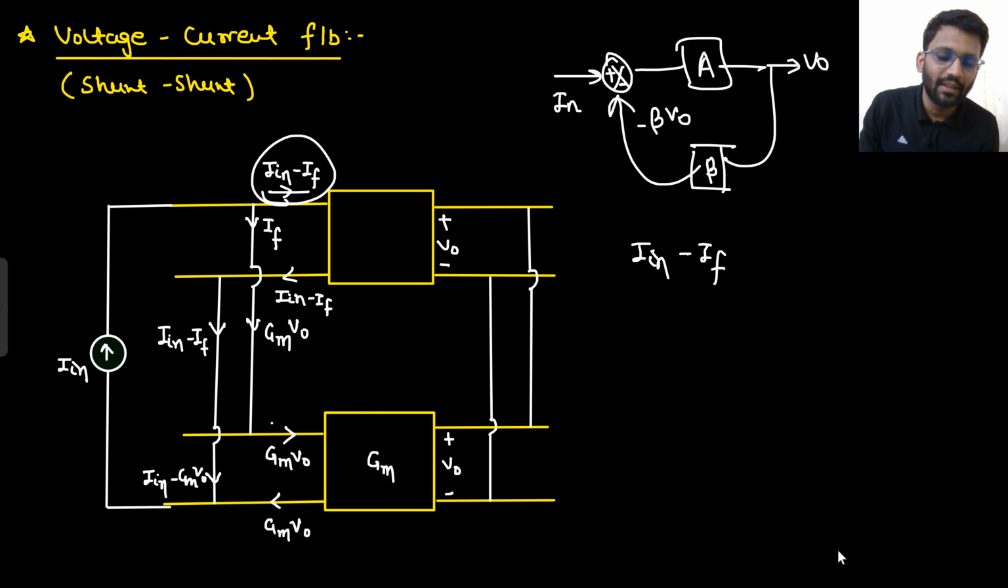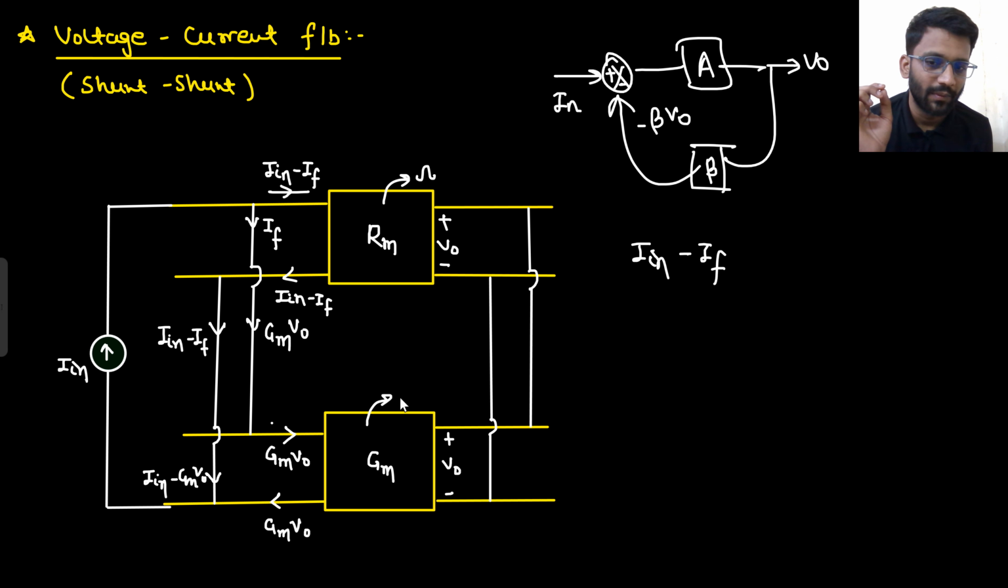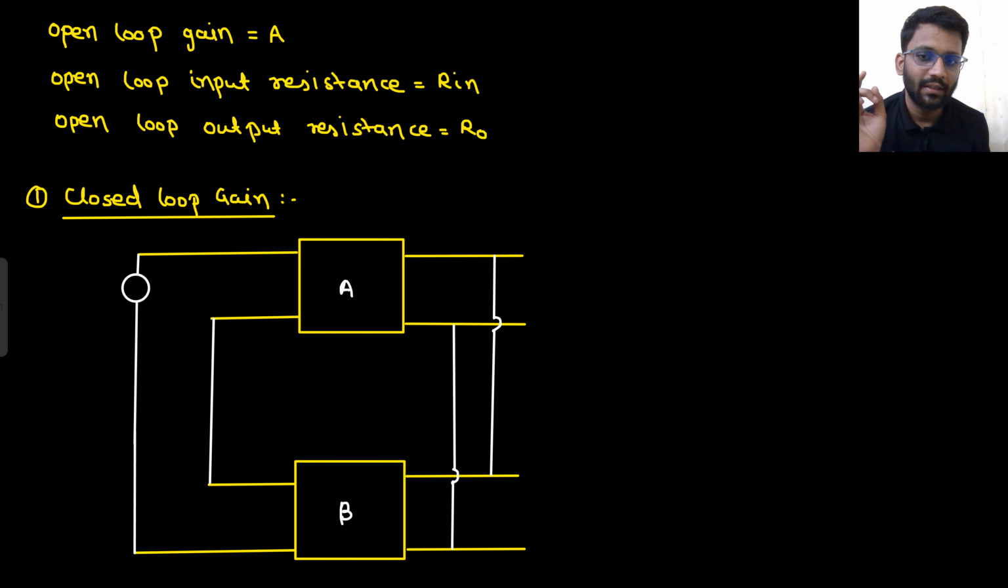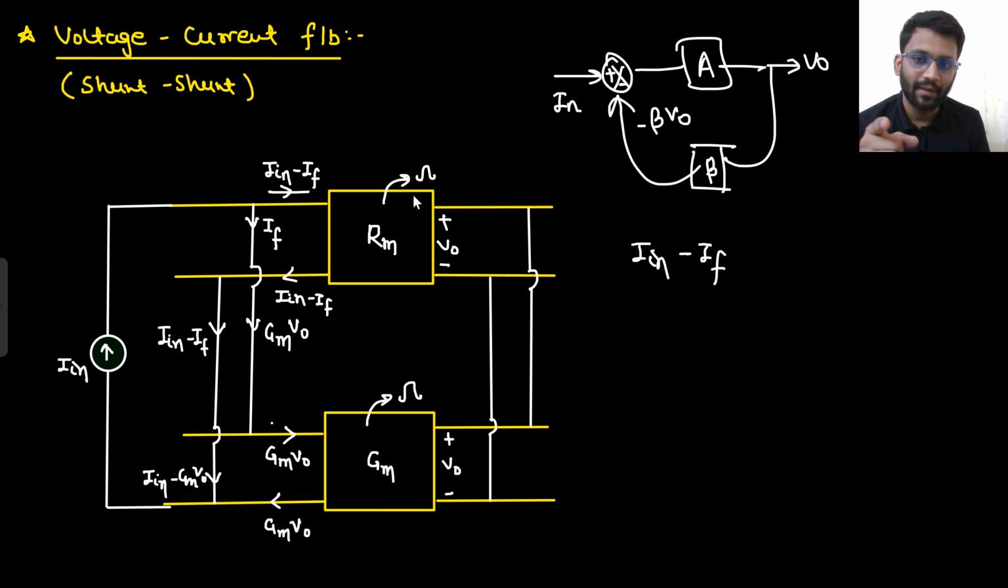So this current is generating V naught voltage. So what should I write here? I should write RM here. So in voltage current feedback, the amplifier is RM, right? Because output is voltage and input is current. So the amplifier has the unit of ohm, and this has the unit of mho. In the previous one, this has the unit of volt per volt, and this also has the unit of volt per volt, because voltage is being converted into voltage. But in this case it is ohm.